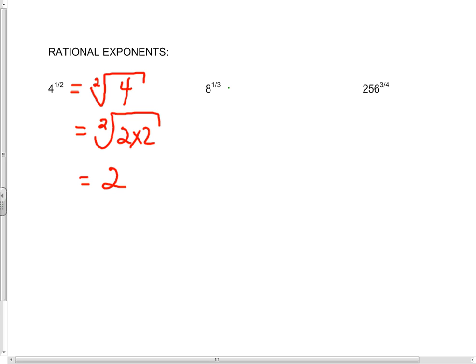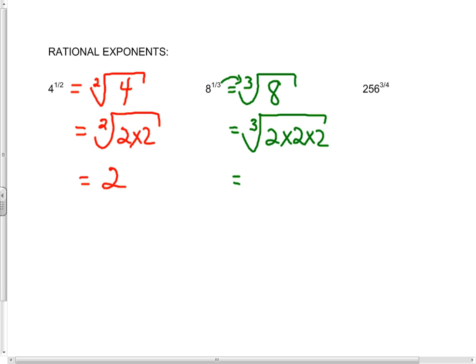If I have 8 to the 1/3, it's the same principle. I am looking for the cubed root of 8. So the bottom of the fraction goes in the little house guy. Okay, I'm looking for 3 identical factors for 8. And for 8, it would be 2 times 2 times 2. And since I have 3 identical factors, my final answer is 2.